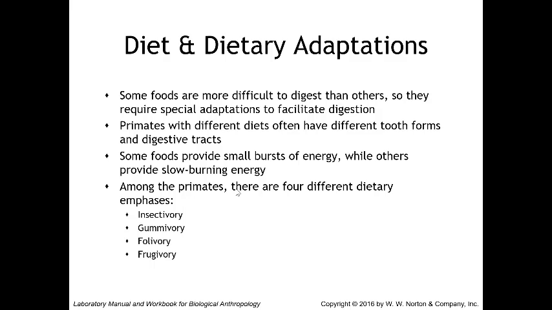A primate has anatomical adaptations that suit its dietary emphasis. So, again, orangutans have adaptations for fruit eating as opposed to leaf eating or insect eating, and we see it in their teeth, right? Among the primates, there are 4 different dietary emphases. We have Insectivory, Gummivory, Folivory, and Frugivory, right? So I'm telling you right now, Insectivory and Gummivory are our small packets of energy. Folivory is our slow burning energy, our large packets of energy, and then Frugivory is kind of like a medium packet of energy, right? So we can correlate primate size to that.